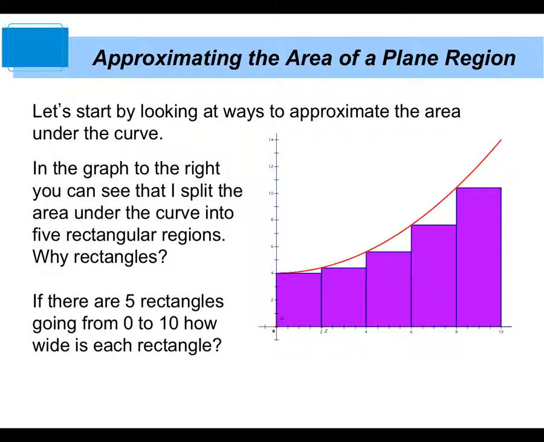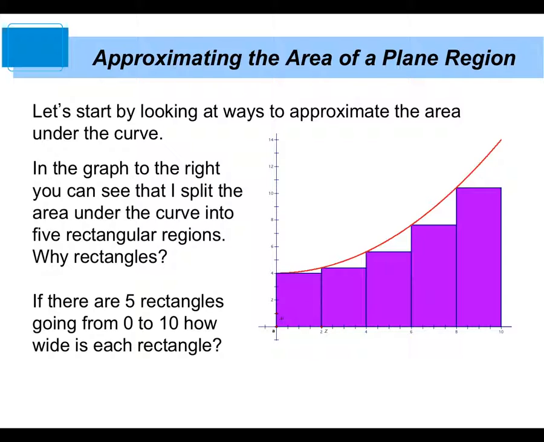I have 5 rectangles that go from 0 to 10, so how wide is each rectangle? 2. How'd you get that? 10 divided by 5. What if I went from 2 to 30 with 5 rectangles? Not every function is going to start at 0 and end at 10. It's not always going to divide nicely.